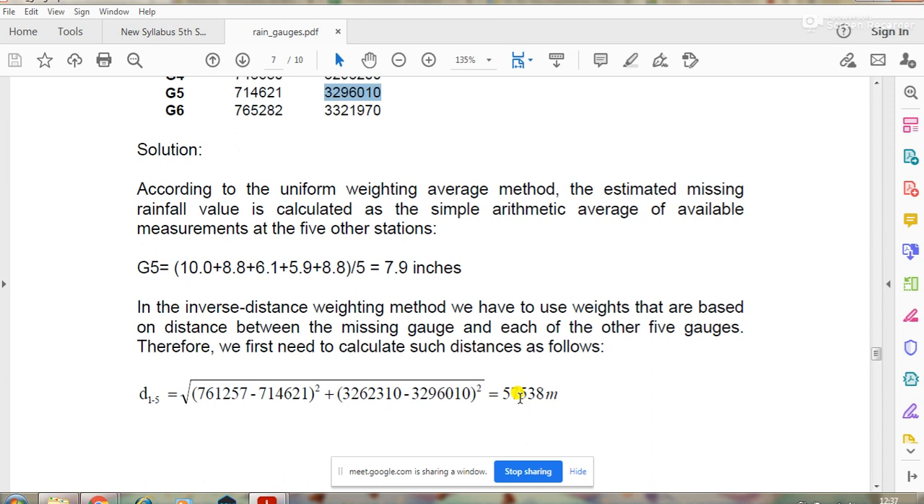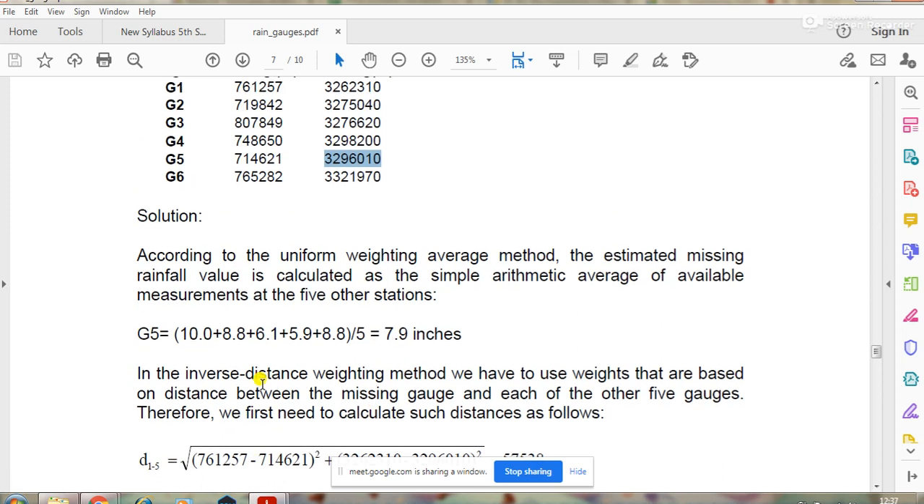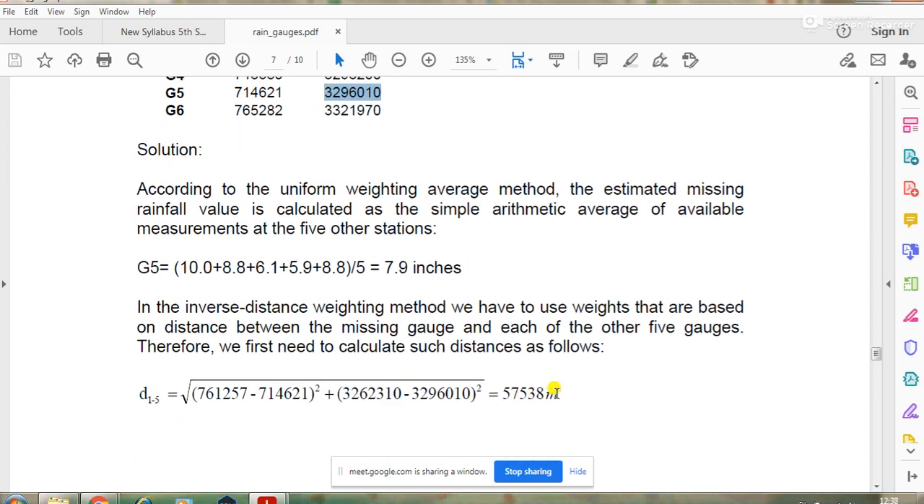Not responding. Anyways, thank you Swapnil also for your attention. Obviously, I hope you have understood that the distance between station 1 and station 5 will be calculated with the help of the easting and northing values provided in the table. So easting of 1 minus easting of 5, squared, plus northing of 1 minus northing of 5, also squared, will give you this value.